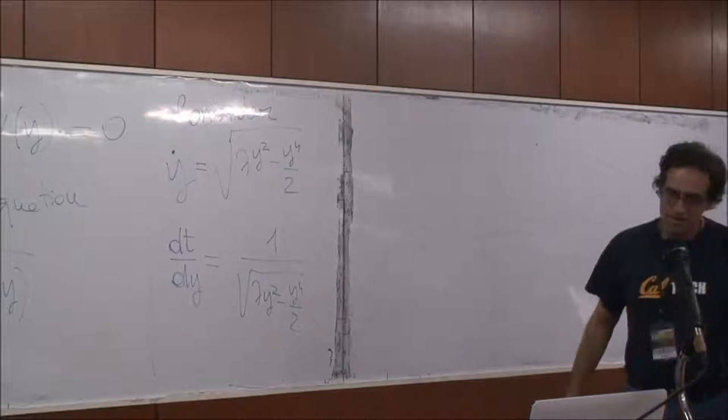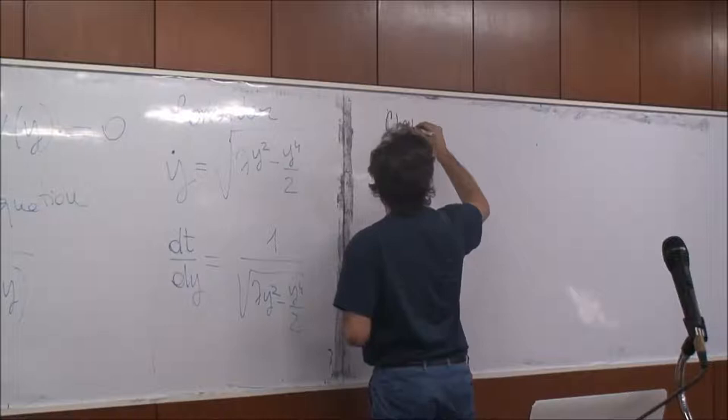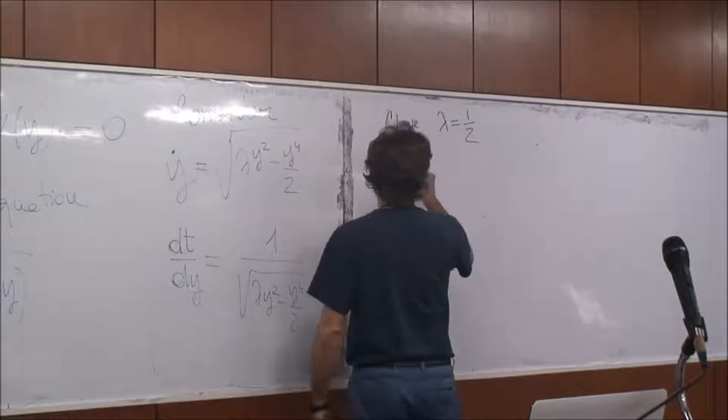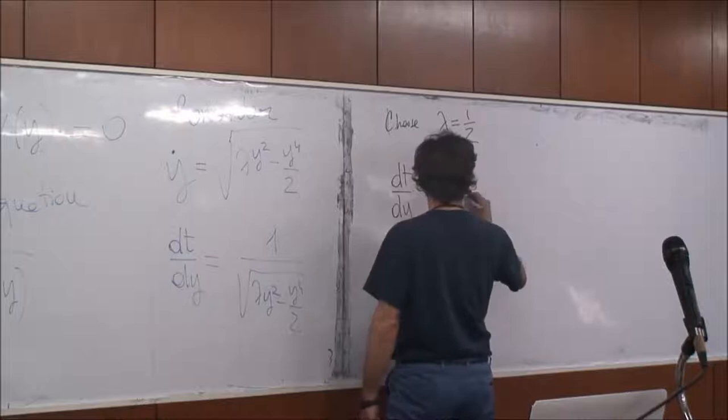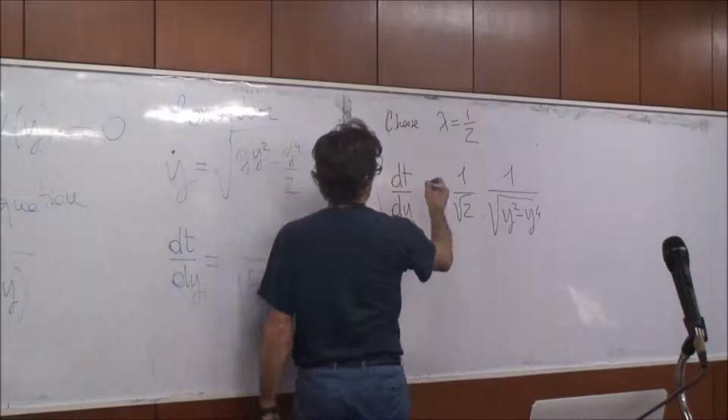To perform an integration which is not too messy, let me choose lambda equal to 1/2. There is no loss of generality. That's probably something we will see again. If lambda is equal to 1/2, we have that dy over dt is equal to square root of 2 times the square root of y squared minus y to the power of 4. Let me integrate in dy.